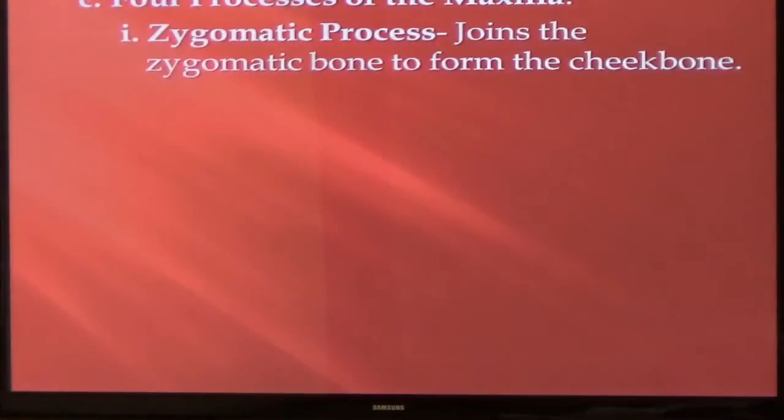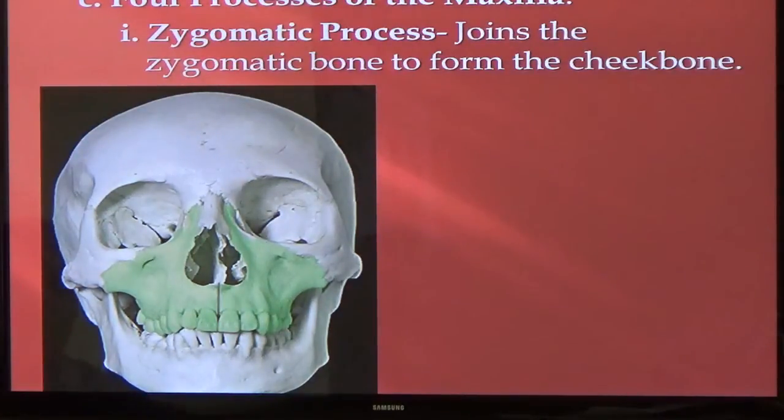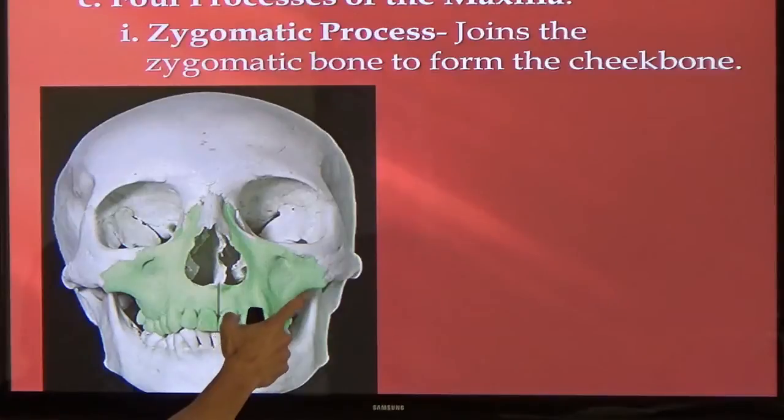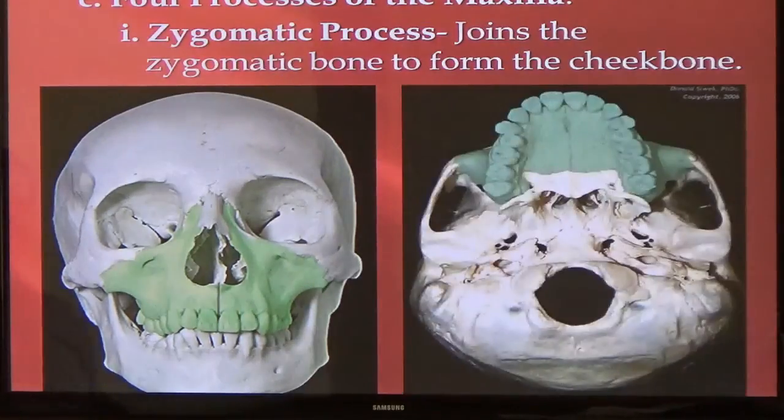The processes we talked about on the maxilla, there are 4. The zygomatic process is your cheekbone, right here. From the maxilla, one extension goes out into your cheekbone and joins the zygomatic arch, which is part of your temporal bone. So your zygomatic process is this extension right here. It forms part of the cheekbone.